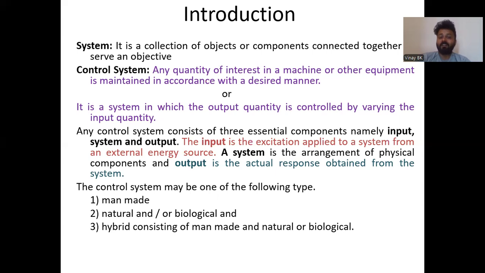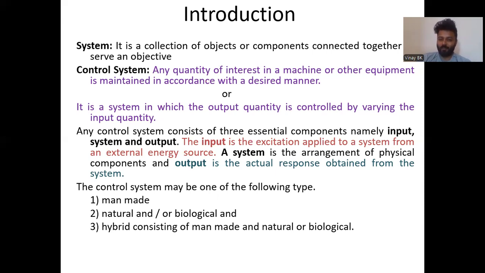Any control system consists of three essential components, namely input, system, and output. Whatever work we assign to a student is the input. The submission date of the assignment we can call the output. In between, whatever they write in the assignment textbook is what we can call the system. You can easily understand.